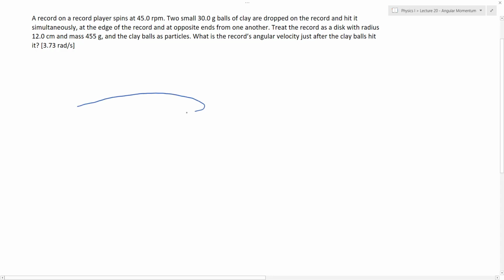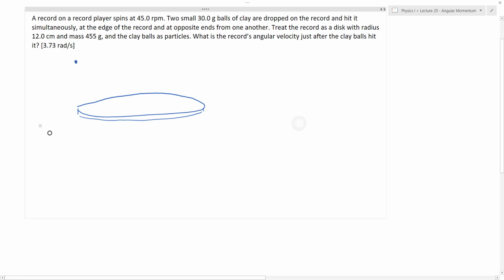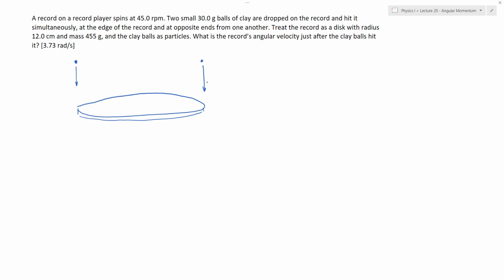So here's my record. It's just a disc. And I've got two pieces of clay, one here and one here. And they're both dropped at the same time, so they land on the edge of that record. I'm trying to draw the record in 3D. It's actually coming out of the page.